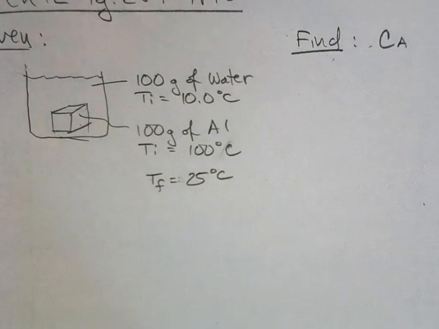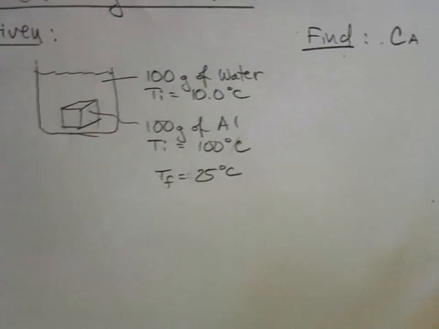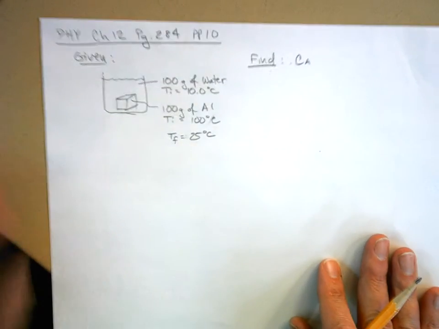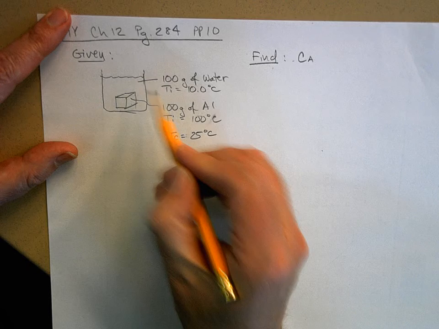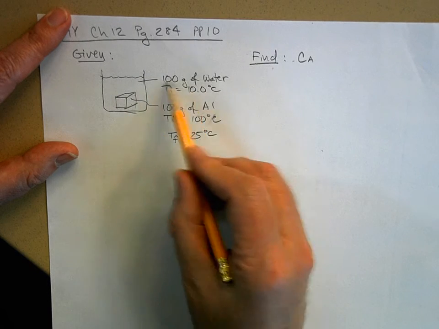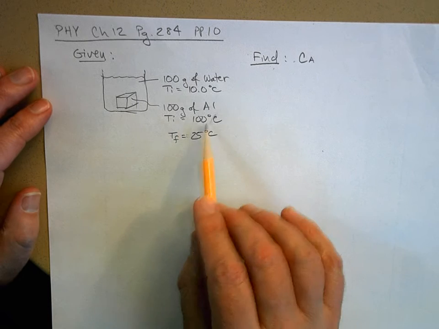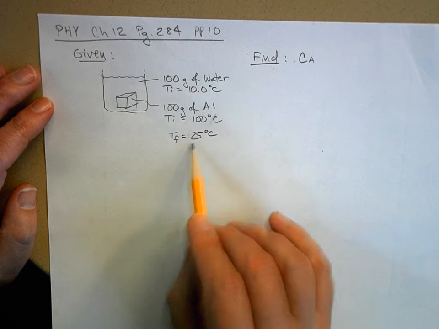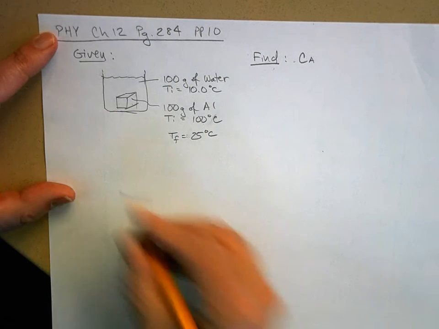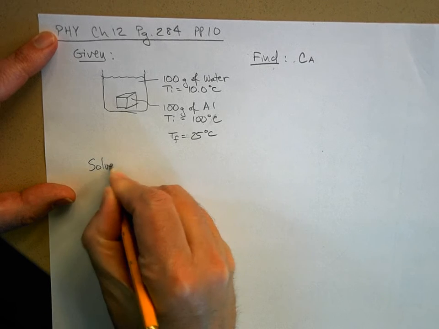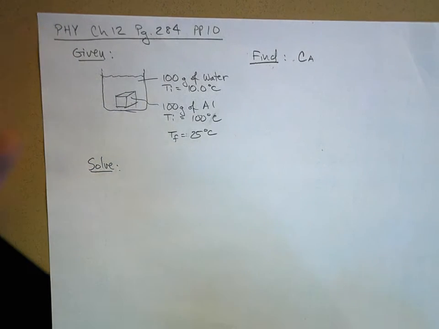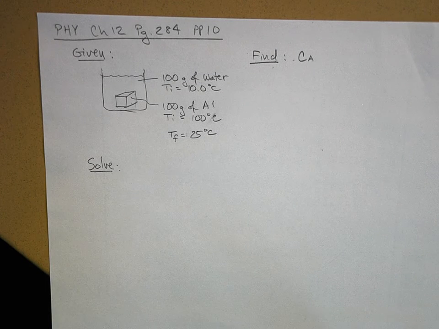And so we got the problem set up right here. Let me zoom back out. Here I just drew a little container of water, and it's 100 grams at 10 degrees Celsius, and here's 100 grams of aluminum at T initial and T final and so on. All right, so let's solve. The heat is going to flow out of the aluminum into the water until they both reach the same temperature, and then it's in thermal equilibrium. There's not going to be any more change.